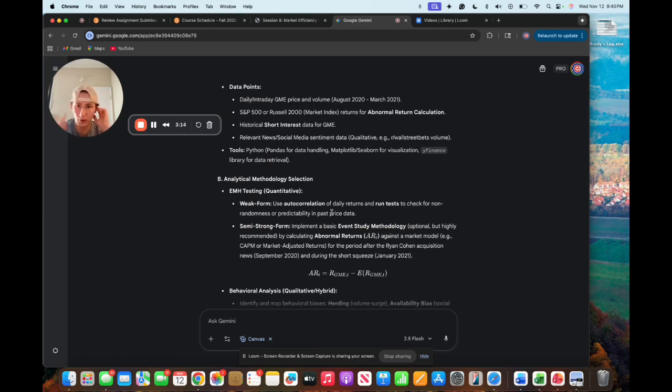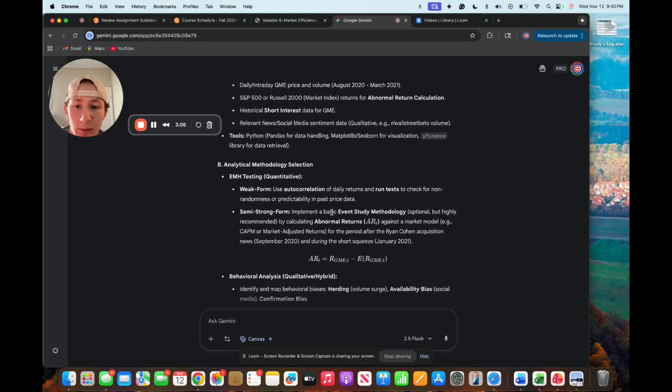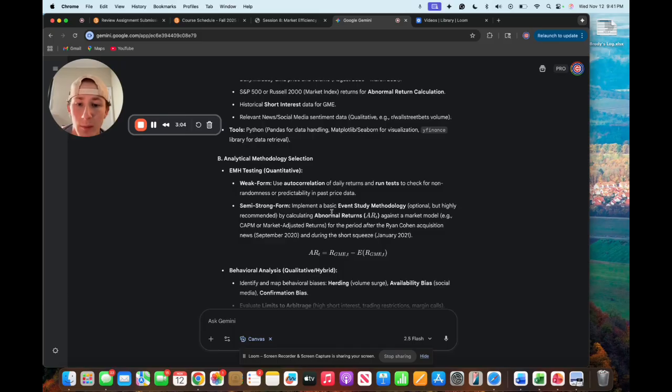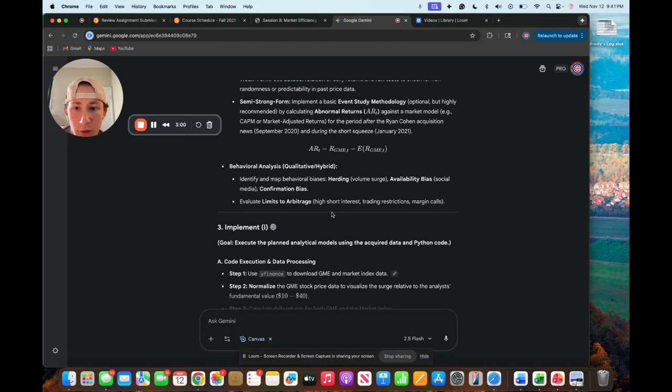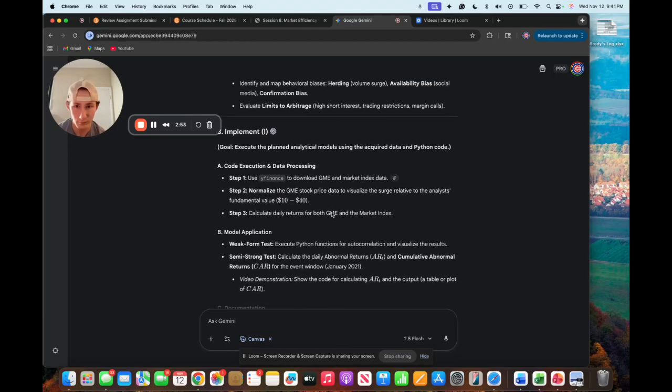We're supposed to figure out an EMH testing: use autocorrelation of daily returns and a risk test to check for non-randomness or predictability in past price data. And then we're supposed to identify and map behavioral biases: herding, availability bias, and confirmation bias.